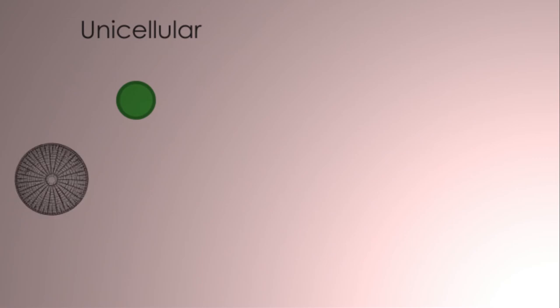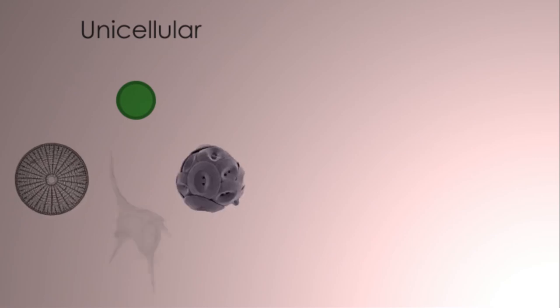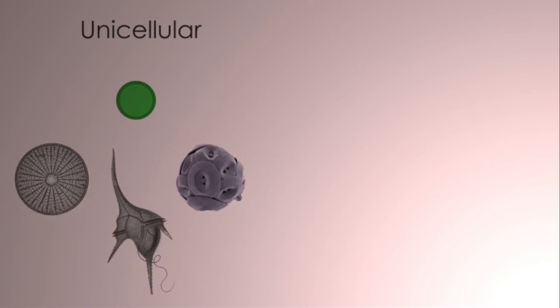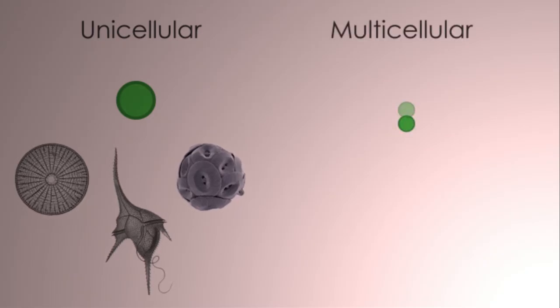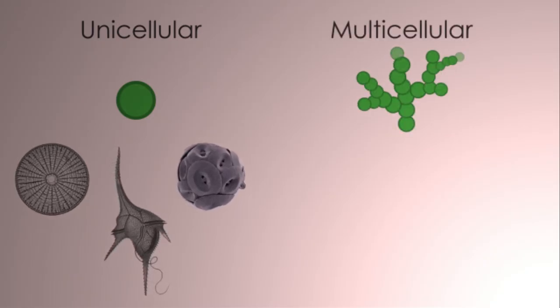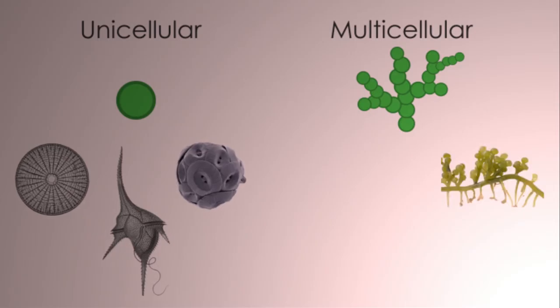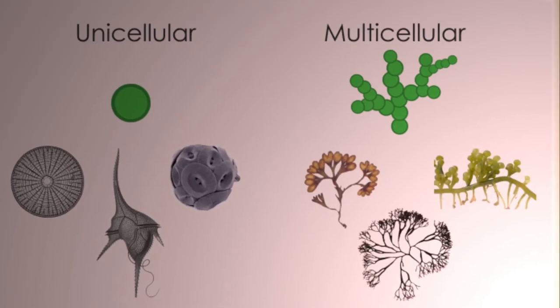Most algae consist of single cells, like for example diatoms, coccolithophores, and dinoflagellates. Multicellular algae are called seaweeds. They are classically grouped into green, brown, and red algae.